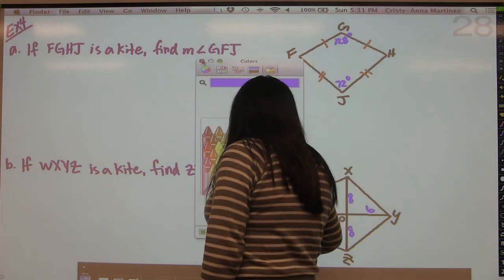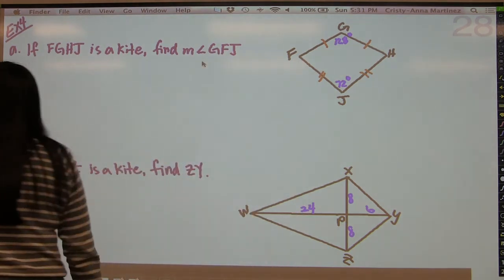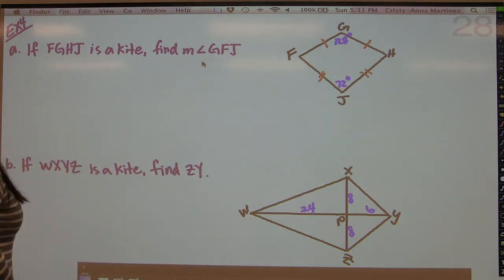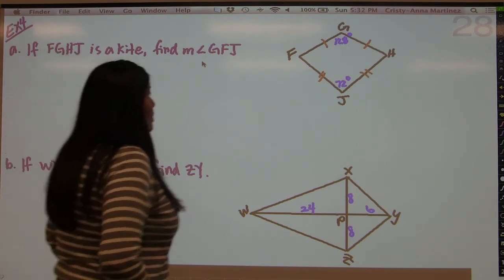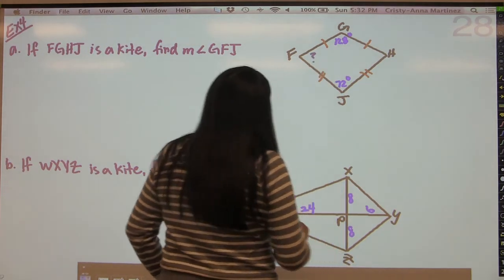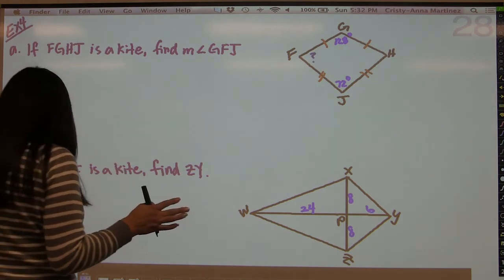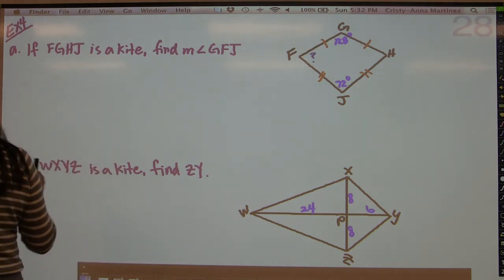And it says, if FGHJ is a kite, find the measurement of angle GFJ. Where's GFJ? So they want me to find this angle right here. Okay, so I can use a couple of things. This was a while back. I think it was the first, second section of this chapter.